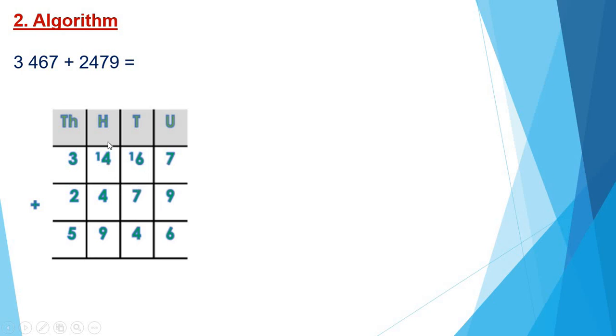Then you go to the hundreds column and you start adding. The 1 plus the 4 is 5 plus the 4 is 9. And remember it's the hundreds column, so you're actually adding hundreds. So it's 900. Then you move over to the thousand column and it's 3 plus 2 equals 5. 3,000 plus 2,000 equals 5,000. Your answer again being 5,946.